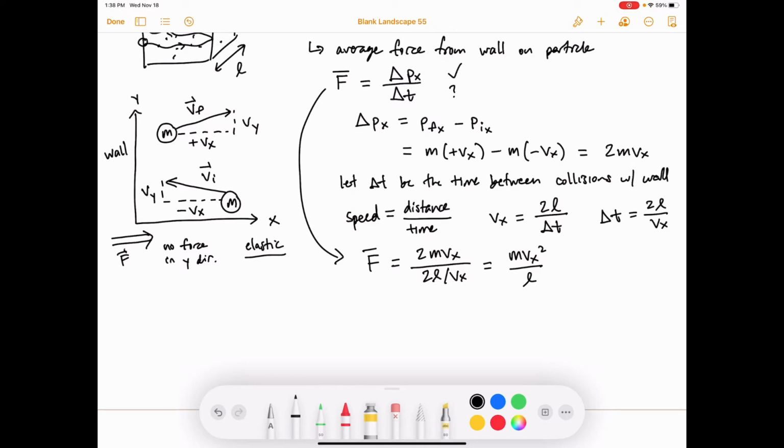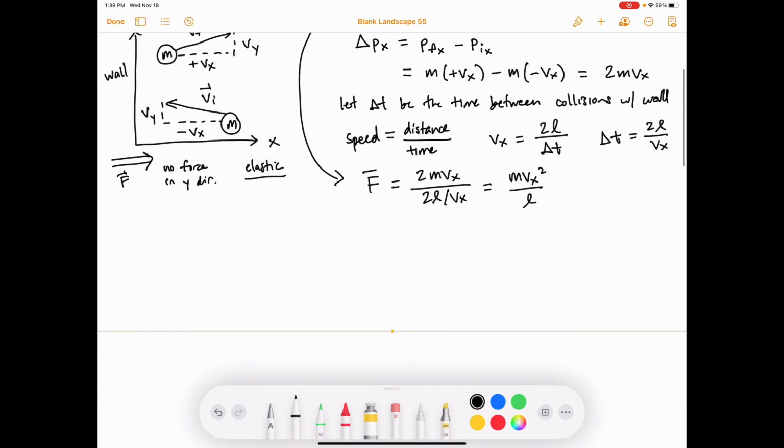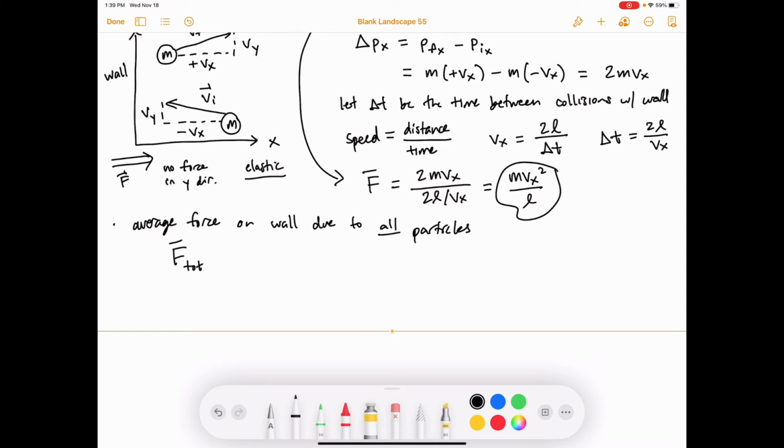But in reality, we don't just have one particle, we have a whole bunch of them. So next, let's consider the average force on a wall due to all of the particles. This is pretty straightforward. If this is the force from one particle, then the total force from all of the particles should be a big sum, where each term in the sum looks like m times Vx squared divided by L. I need a term like that for every single particle.